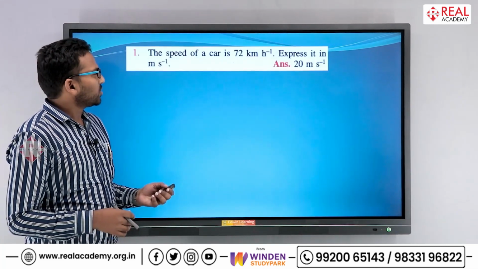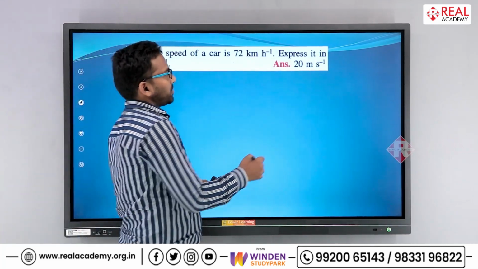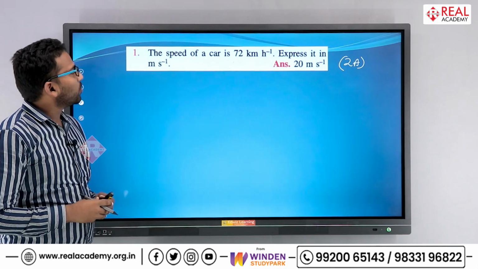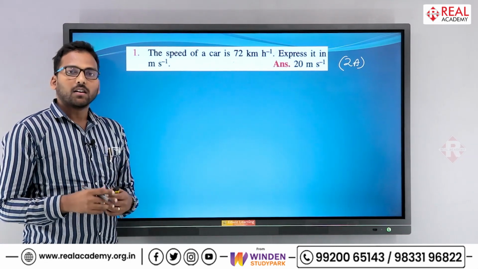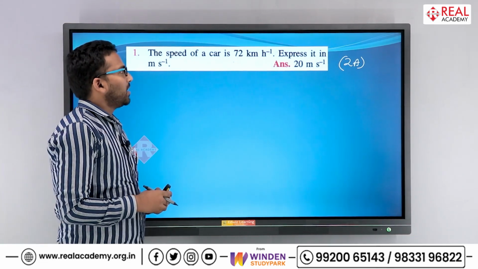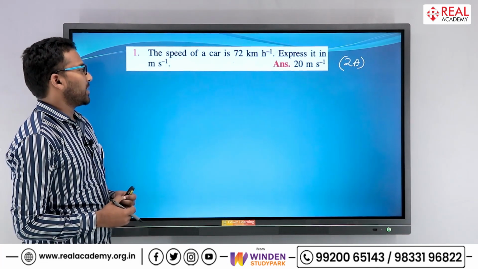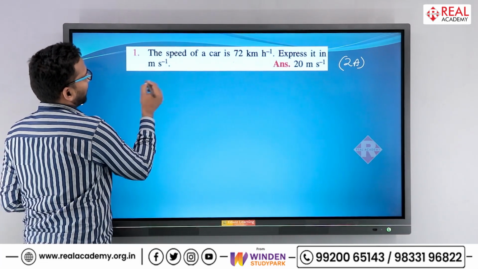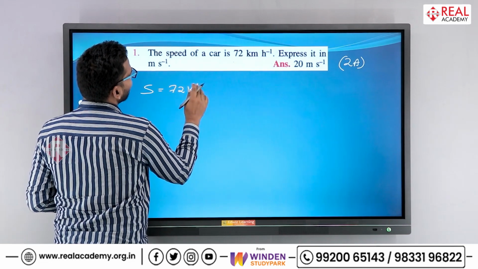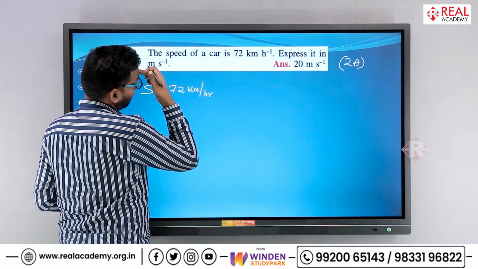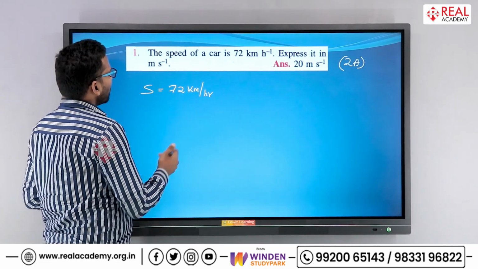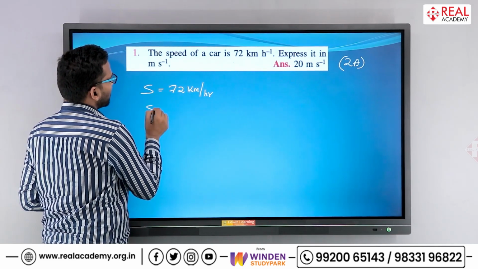Okay. So first of all, this is the first question which has been taken from exercise 2A. The first question itself is a very simple one, that is, speed of a car is 72 km per hour and we need to express it in meter per second. Very simple question. The given data is speed of a car is 72 km per hour. Okay. And we need to express it in meter per second.